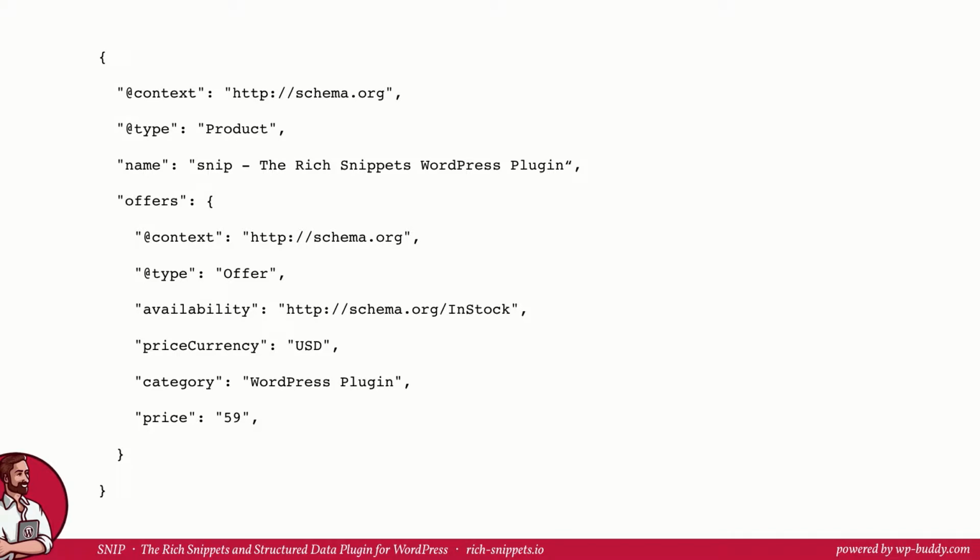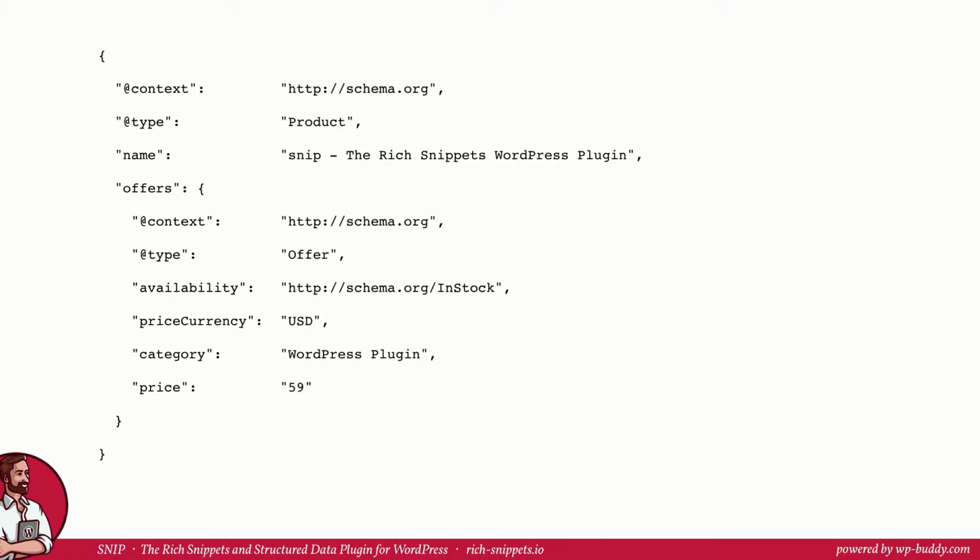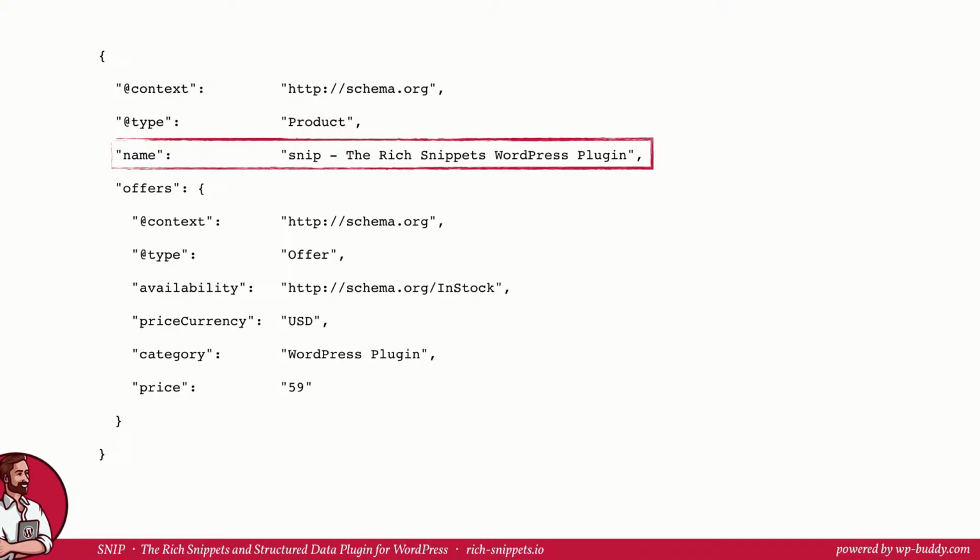And here it is. If you are on the podcast right now, you can switch to the post of this lesson to see how the code looks like. Basically, we only have key value pairs here. So let's make the code a little bit more pretty to see exactly that. If we split this up a little better, you can see that the structured data type is a product. Our product has a property with the name of SNIP, the Rich Snippets WordPress plugin.